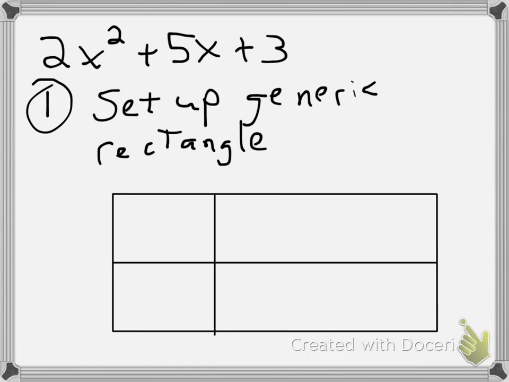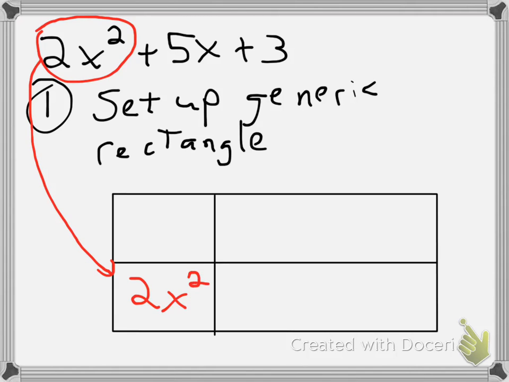So step number one is to set up the generic rectangle. You draw the rectangle, divide it into 4 pieces like normal, and then what we will always know is the piece with the x squared on it, so in our example 2x squared, is always going to go in the lower left-hand corner of our rectangle. And the piece with no x's is always going to go in the upper right-hand corner.